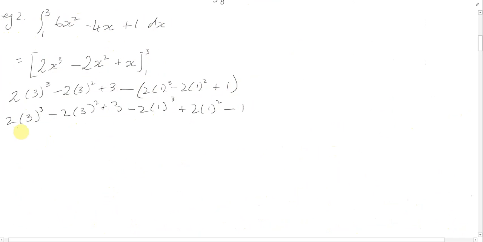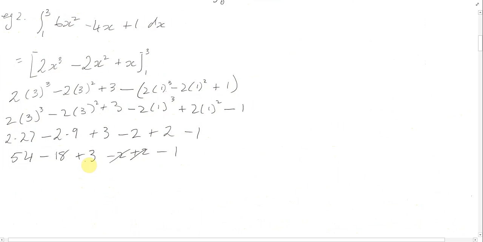Okay, now I'm going to evaluate everything. So I've got 2 times 3 cubed is 2 times 27, minus 2 times 3 squared is 9, plus 3, minus 2 times 1 cubed is 1, so that's minus 2. 1 squared is 1, so that's plus 2, minus 1. 2 27s is 54, minus 18, plus 3, minus 2, plus 2, minus 1. Now obviously this minus 2 plus 2 are going to cancel with each other. The plus 3 and the minus 1 is going to be a plus 2.